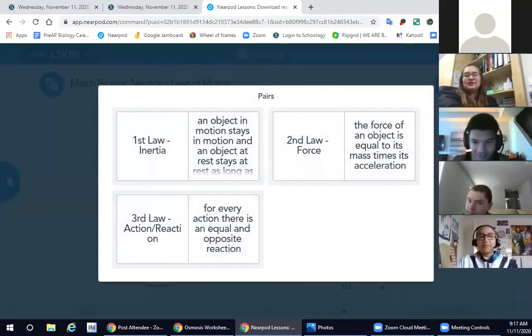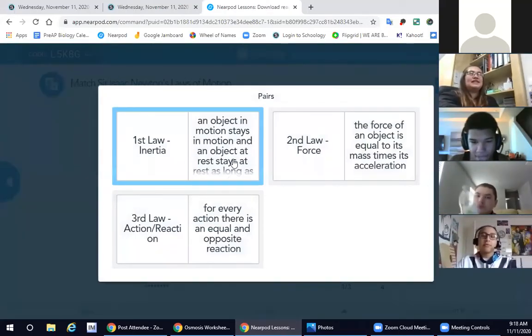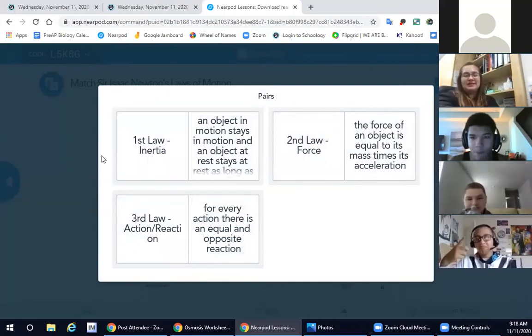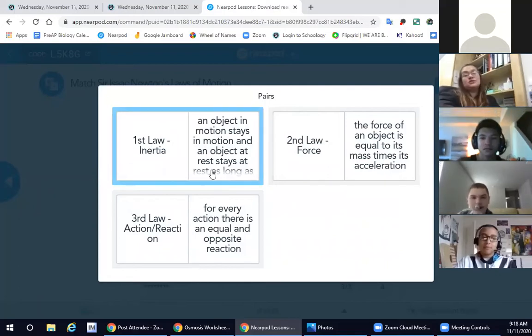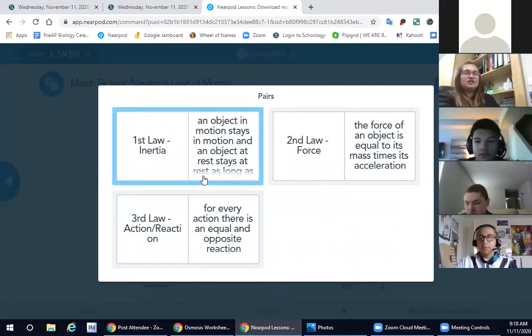So good job to everyone who got 100. An object in motion stays in motion. An object at rest stays at rest. That's the first law of inertia. That's the laziness. Remember, all objects want to be lazy. They don't want to change.